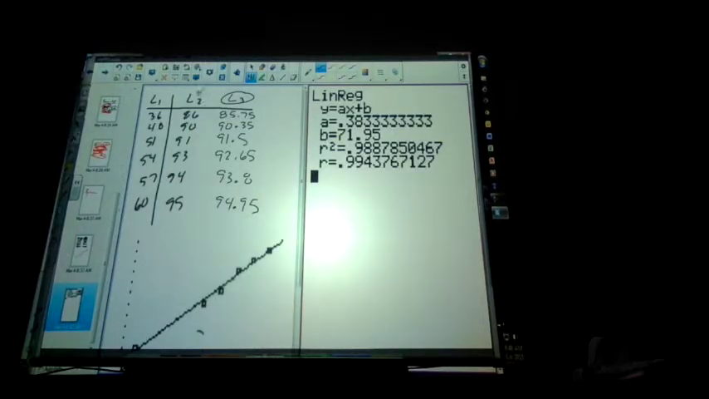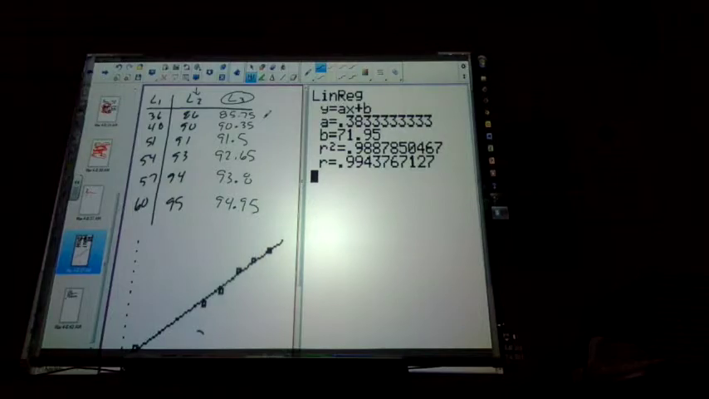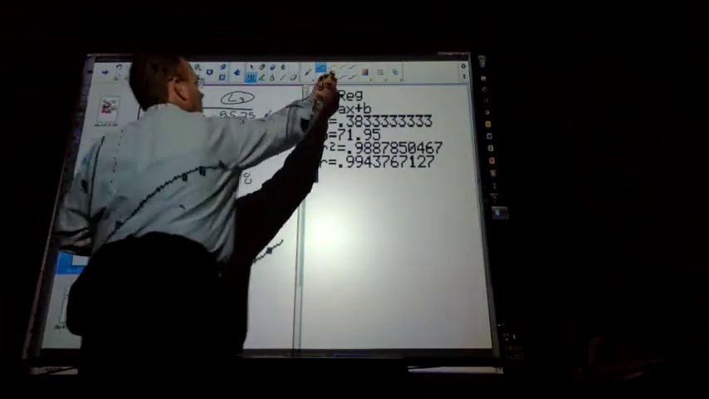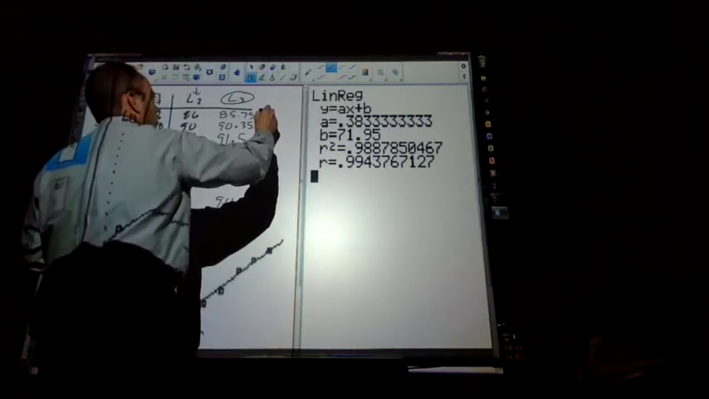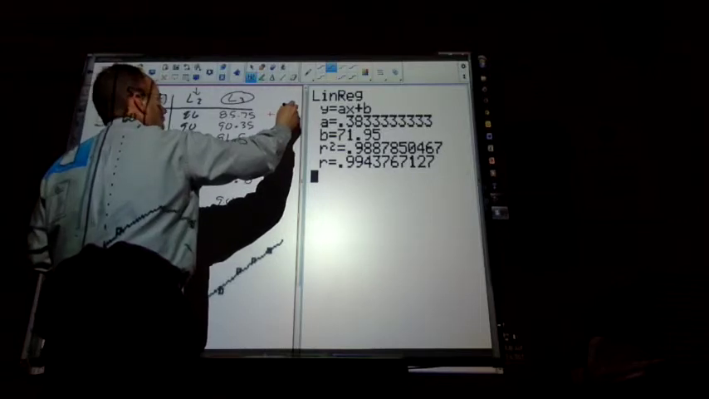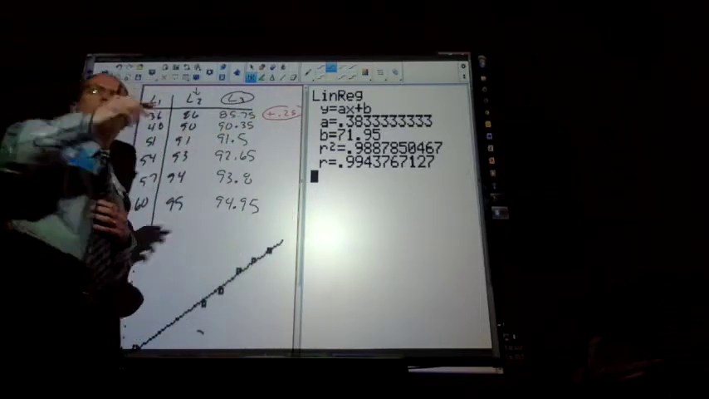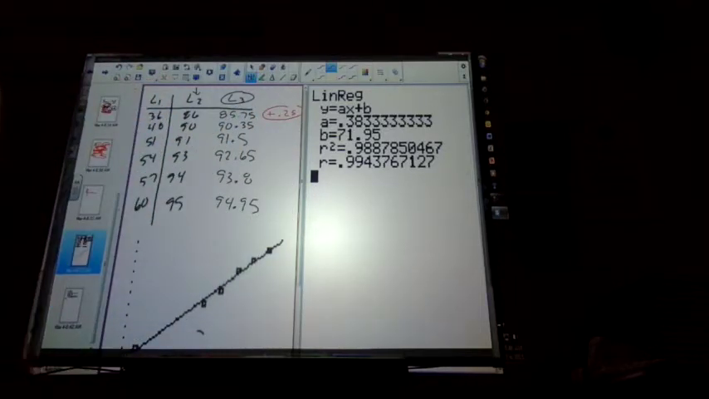Okay? So observed minus the actual. So 86 minus 85.75. And I'm going to put the sign with it. This will be positive 0.25. What does that tell you about the line? Are we above it or below it with this? Above it. Just a smidge above our line.